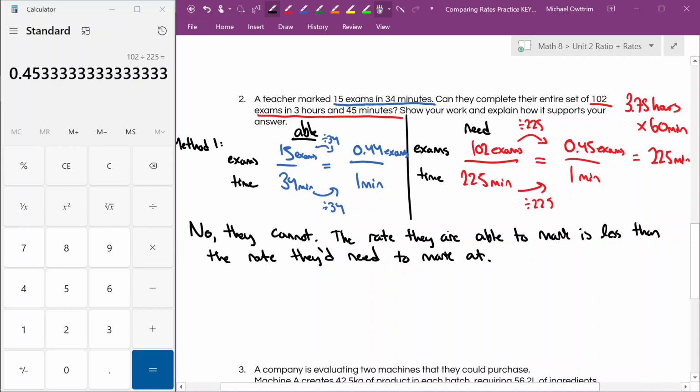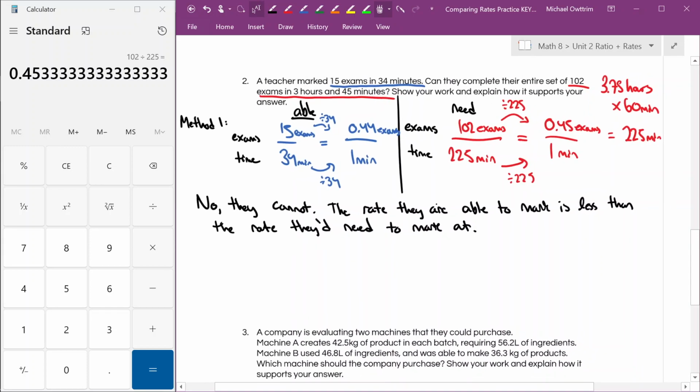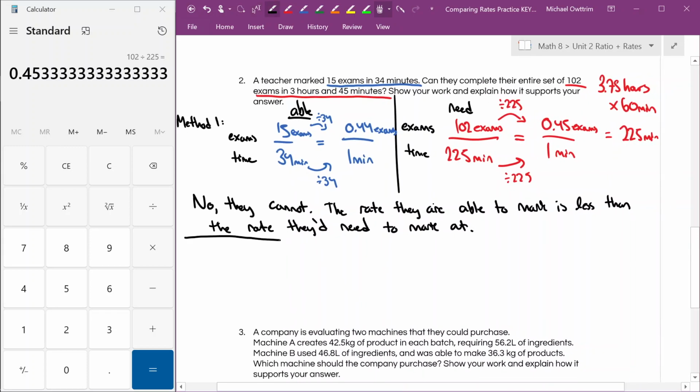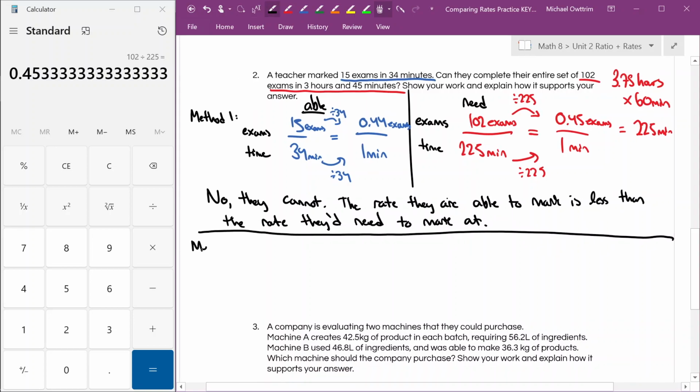Right, we're only able to do 0.44 exams every minute. We need to do 0.45 exams every minute. So obviously very close, but we would not be able to mark all the exams in that 3 hours and 45 minutes. Now, the other way to do this is to calculate the time that you'd actually need to do your 102 exams using a proportion.